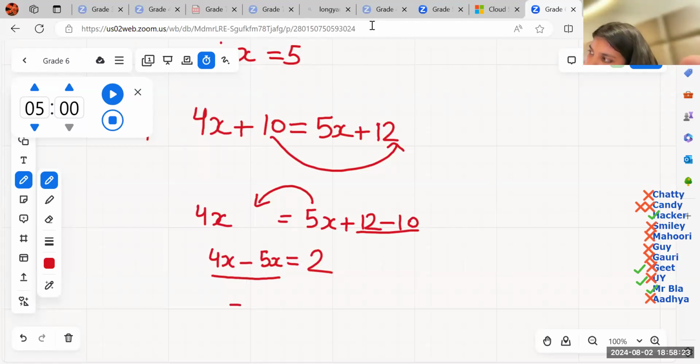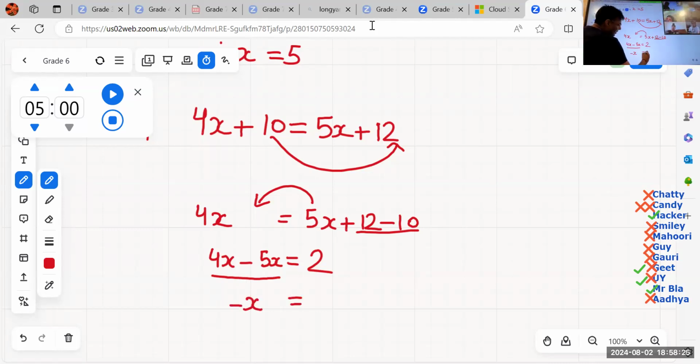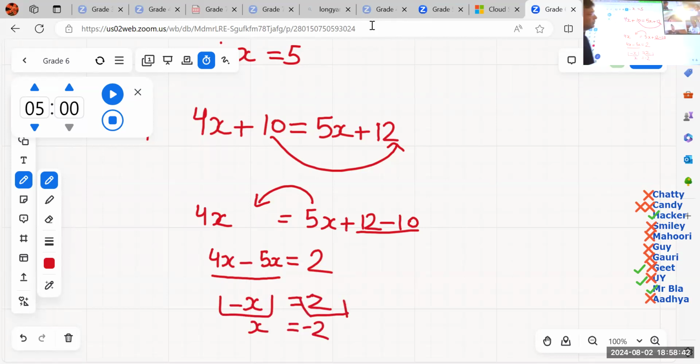Minus 1x or just x? Minus x is equal to 2, but I want the value of x, not minus x. So either I will multiply both sides by minus 1 or there is a shortcut way. I can just write x equal to minus 2 because I multiplied both sides by minus 1. Why did I multiply both sides by minus 1? Because I want x as positive.